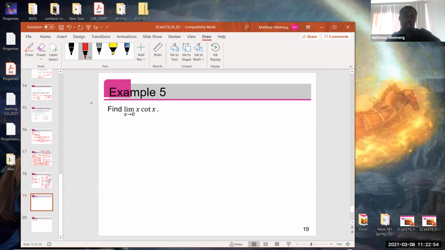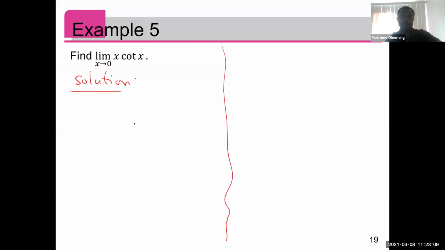Okay, then let's move on to this one. So here, we are looking at the limit as x approaches 0 of cotangent of x. So let's try and figure this out. Maybe I can make it bigger. So for this one, I start, okay. What is cotangent of x? Cotangent is cosine over sine. Right? It's cosine over sine.